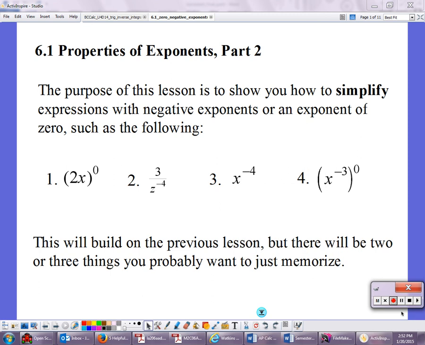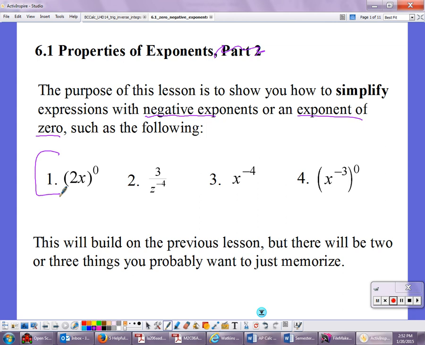All right, this is another part of, I don't know, we don't actually read this part 2 up here, do we? Let's just look at it this way. It's the properties of exponents. I'm going to talk about properties of exponents, and in this lesson, how to simplify expressions with negative exponents or an exponent equal to 0. So by the end, you should be able to simplify these kinds of expressions.